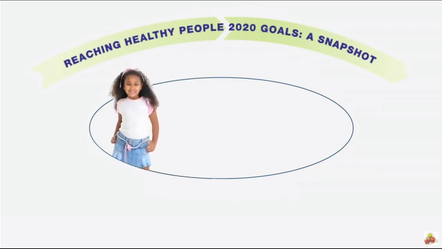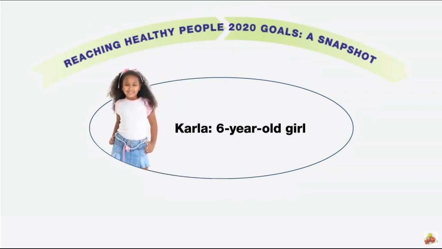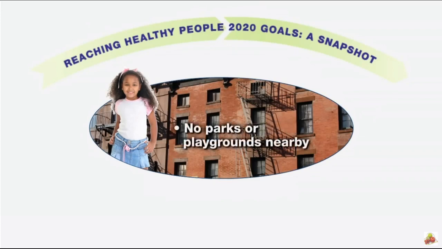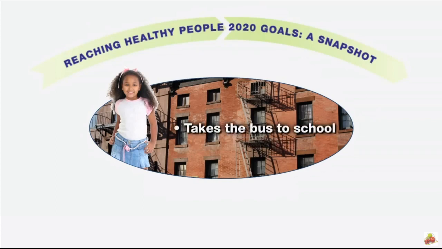Meet Carla, a 6-year-old African-American girl. Carla lives in an urban area. She doesn't have any parks or playgrounds close to her apartment building, so she does not get enough daily physical activity. Carla takes the bus to school and back. Her grandmother stays with her after school. Carla typically watches 4 hours of TV a day.